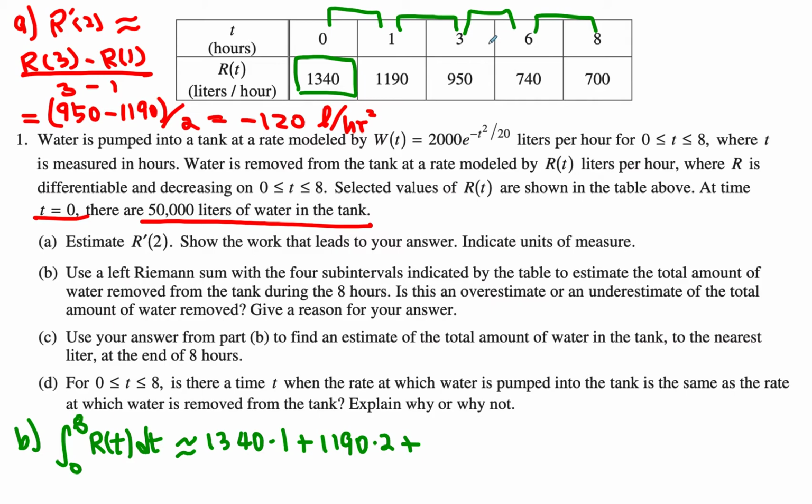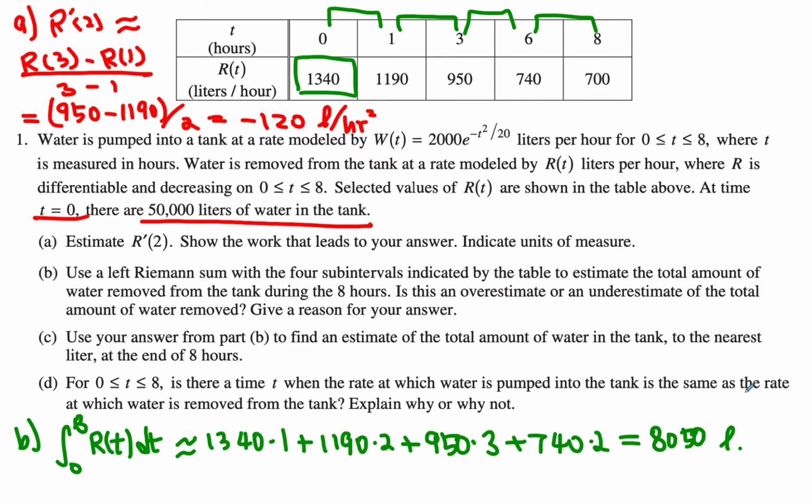Now, the third rectangle, I'm using the value on the left side, which is 950. Multiply that by what? 3. The difference of 3 and 6 becomes 3. Now, plus the last rectangle is 740 times the difference between those two, which is 2. Then when you put them into a calculator, you should be able to get 8,050. And then our unit is, you have to multiply those two things, so liters per hour times hour becomes simply liters.